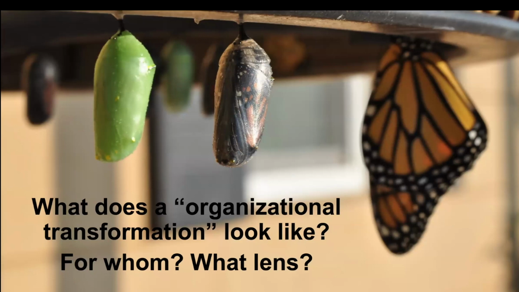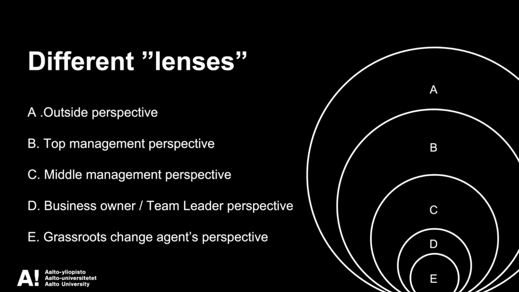So what does an organizational transformation look like? From whom and through what lenses? I'll give a few examples, a couple of lenses of what it might look like, just to give you an idea and help you build your own perspectives in your case. So just an example of different lenses. Let's use the onion again.